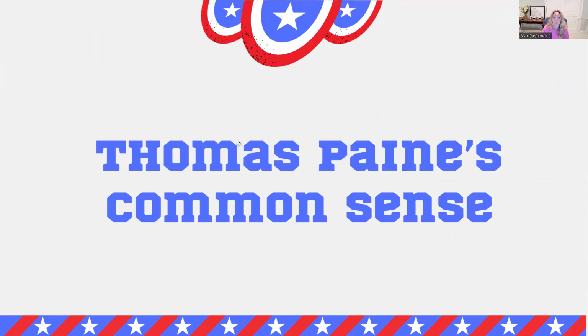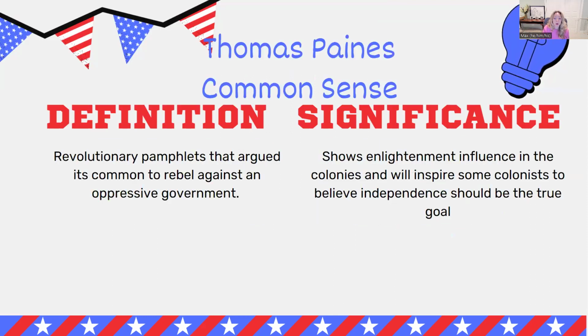All right, Thomas Paine's Common Sense. This is a revolutionary book that argued it's common sense to rebel against an oppressive government. So this is basically a revolutionary piece of literature that is dripping with Enlightenment influence. And it really inspires the colonists because he's basically saying that, yes, this relationship between us and Great Britain is unnatural. We're not benefiting from it. The government should work on behalf of us, not the other way around. Kind of that social contract idea from the Enlightenment.